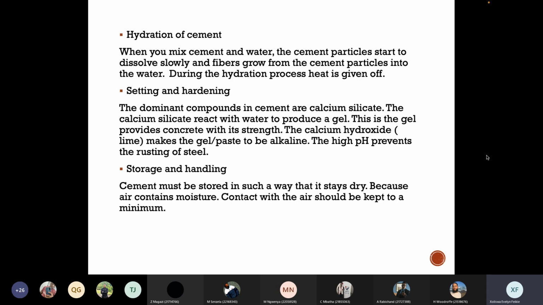So in terms of storage and handling, they just tell you that they have a long list of advantages and disadvantages. But the main thing is you need to understand that cement must be stored in such a way that it stays dry. We don't want any moisture. We already know why: any moisture that cement comes in contact with means that the cement will harden, and therefore we will not be able to use it, because air contains moisture, right? So you need to make sure that it stays dry.